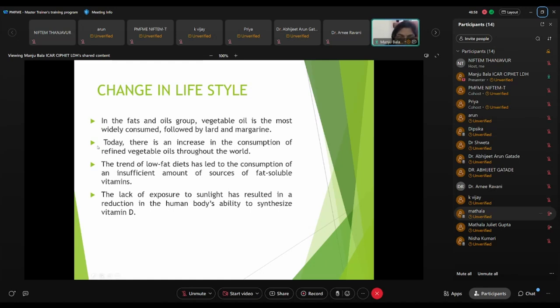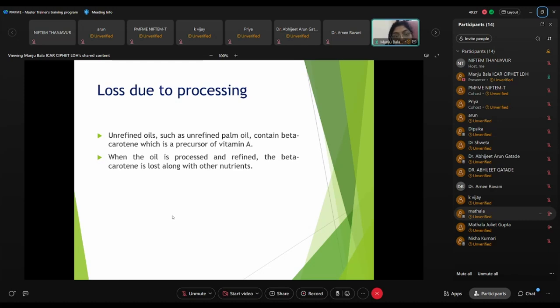Why we need it, as I discussed, is that our lifestyle has changed. In the fats and oils group, vegetable oil is the most widely consumed, followed by lard and margarine. There is an increase in the consumption of refined oil. The trend of low-fat diets has led to consumption of insufficient amounts of sources of fat-soluble vitamins. Lack of exposure to sunlight has resulted in a reduction in the ability to synthesize vitamin D. That's why we need it, and also because of processing.